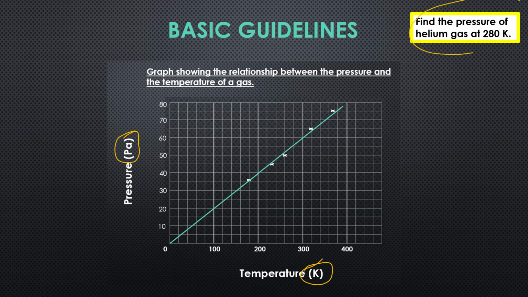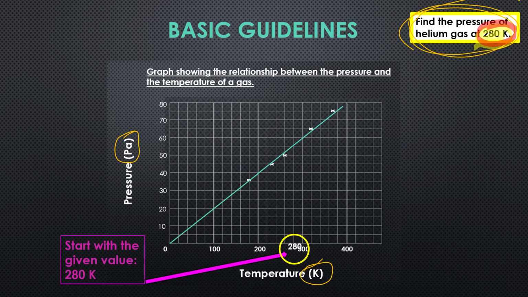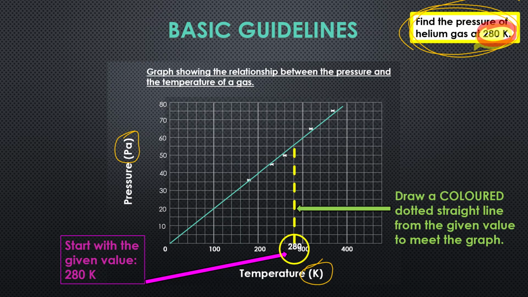We find the question in the top right-hand corner of your screen. Find the pressure of helium gas at 280 Kelvin. So we will start with this given value, this 280 Kelvin. Temperature in Kelvin is on the x-axis, so we will try and find this 280 Kelvin on the x-axis. That is step 1. Then you need to draw a dotted line using a colored highlighter or a colored pen, straight up until it meets the graph.